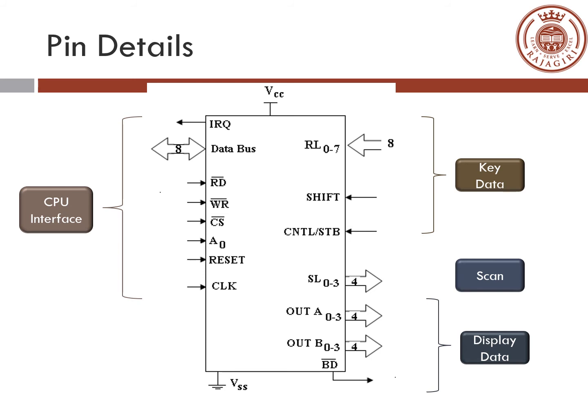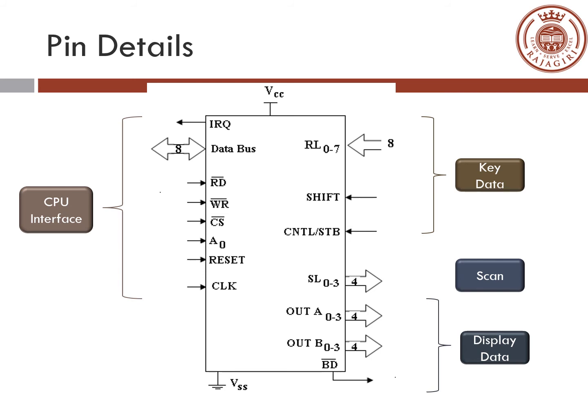The keys are automatically debounced. The keyboard can operate in 2 modes, 2-key lockout or N-key rollover. In 2-key lockout mode, if 2 keys are pressed simultaneously, only the first key is recognized. In N-key rollover, both the keys, if they are pressed simultaneously, are stored in the internal buffer. The keyboard section includes an 8x8 FIFO RAM, and it consists of 8 registers that can store up to 8 keyboard entries.